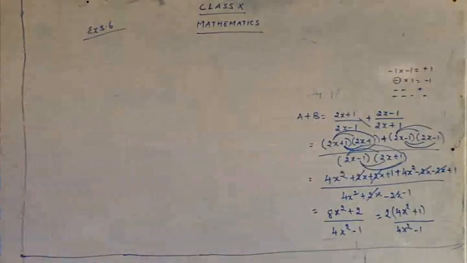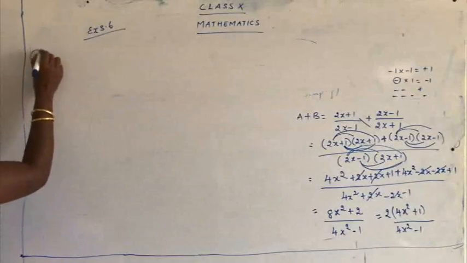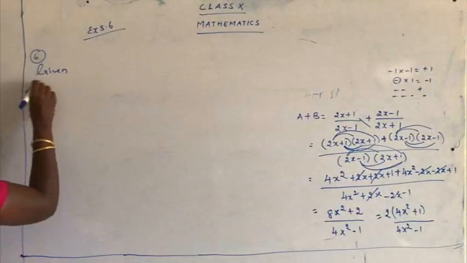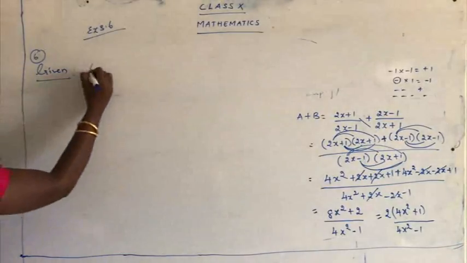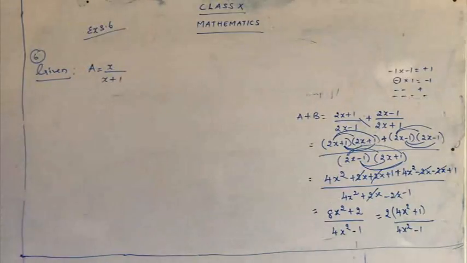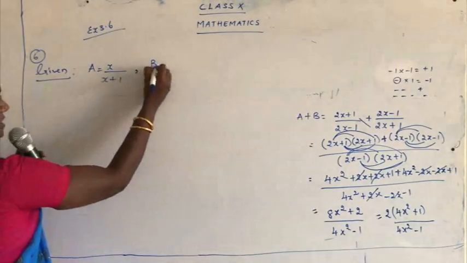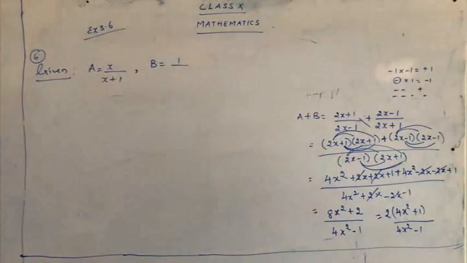Okay, let's write the given part. What is given? Sum number 6. Given, you have to copy the question and then you have to go with the answer part. A is equal to x upon x plus 1. b is equal to 1 upon x plus 1.